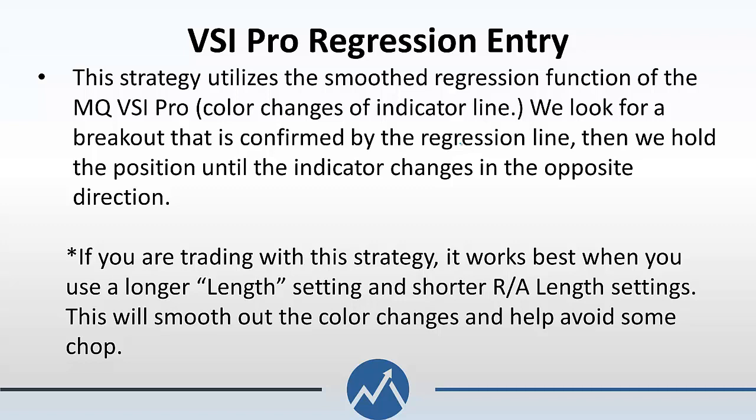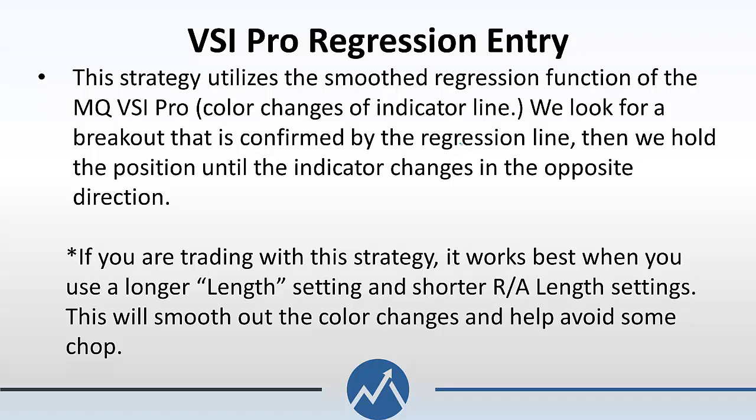For those that are technical and want to know the math behind it, that's what I was explaining a second ago. But we look for a breakout that's confirmed by the regression line. So we're going to once more look at price action, plus we're going to look at the indicator to confirm. And then we hold the position until the indicator line changes in the opposite direction.